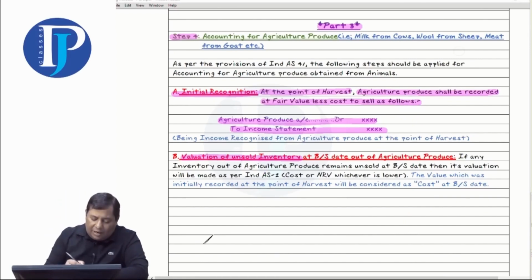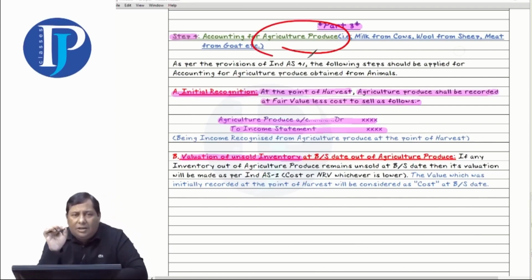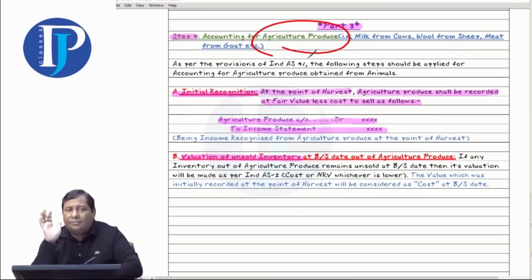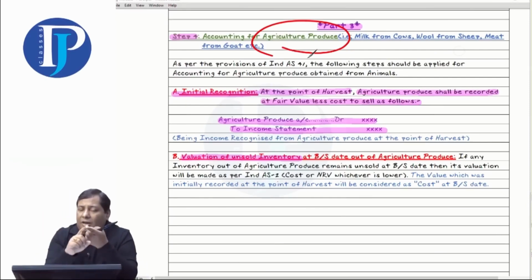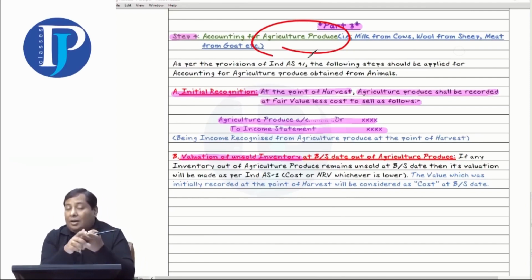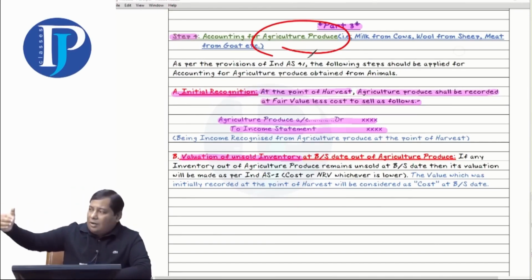This means that in the case of agricultural produce, gains cannot be booked. Only losses can be identified. Ind AS 2 works on the concept of prudence and we cannot book anticipated profits. Income can be booked once, which is at the point of harvest. But if the harvesting point is missed and balance sheet date arrived, then valuation will be according to Ind AS 2.